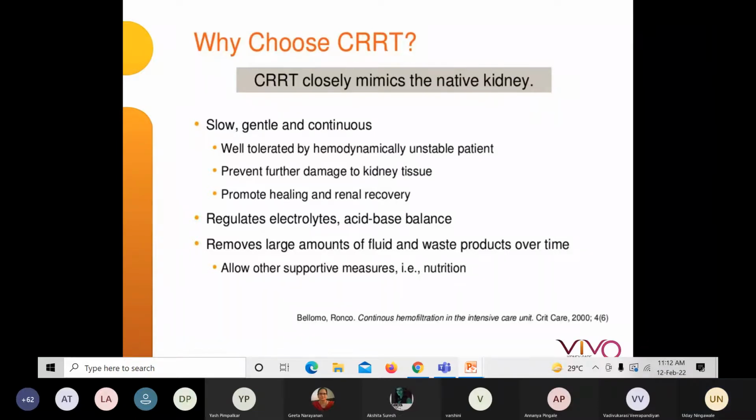Also, it regulates electrolytes and acid-base balance. Electrolyte regulation takes place when there is hyponatremia or hypernatremia, and it can be corrected. Acidosis is corrected because the solution we use is bicarbonate-based, a buffer solution, which corrects the blood pH, and that's why the acid-base balance is corrected. It removes a large amount of fluid and waste products over time, so other supportive measures, such as nutritional support, become possible when needed.